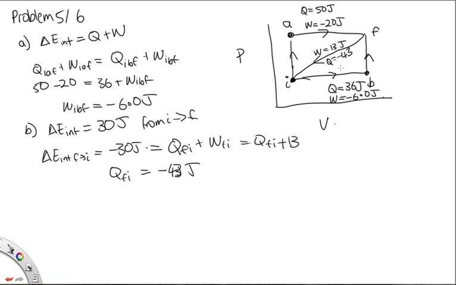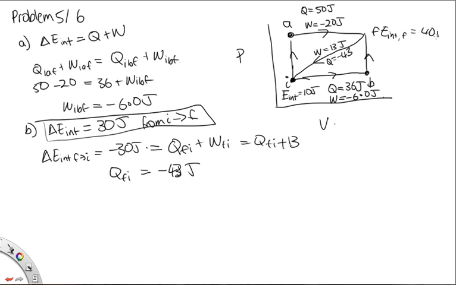Okay, part C says take the internal energy at point I to be 10 joules. Okay, so E int is equal to 10 joules. And what is the internal energy at F? Well, we know from going from I to F, we increase the internal energy by 30 joules. That's what this told us here. So this is equal to 10 plus 30, which gives us 40. So the E internal at F is equal to 40 joules. That's the answer to part C.